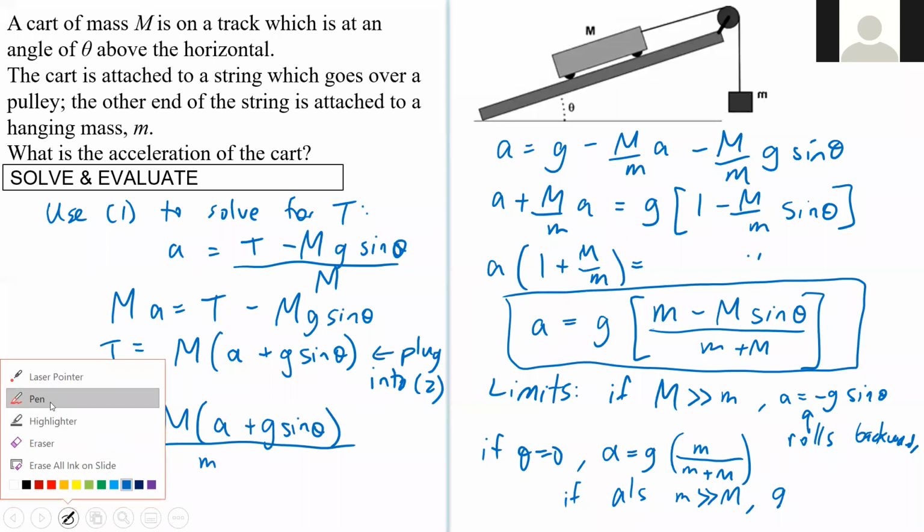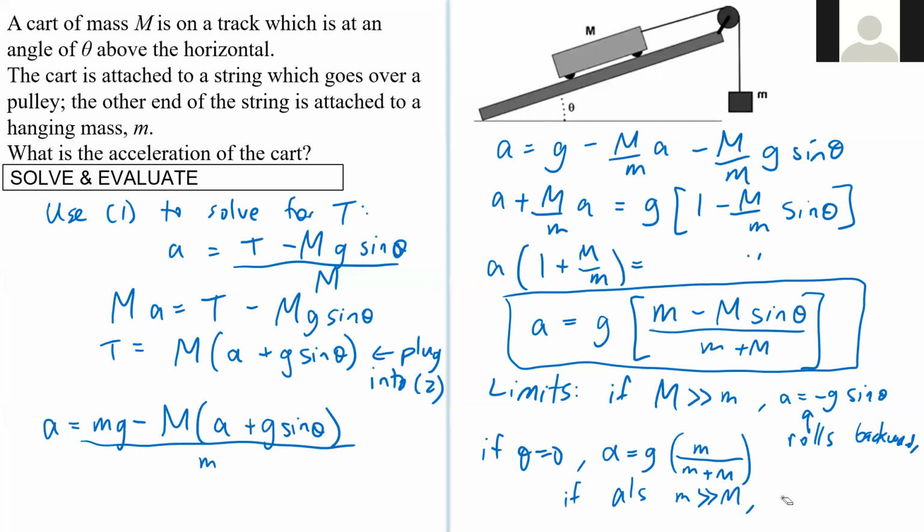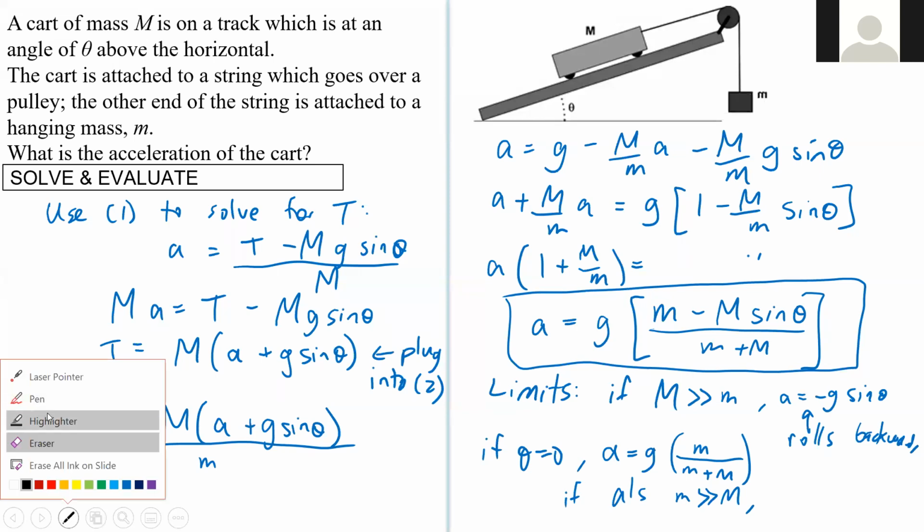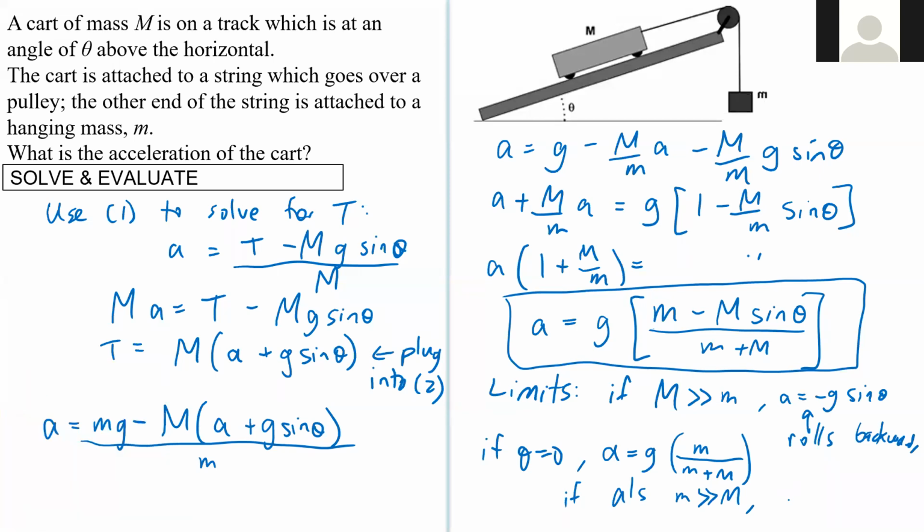And so that's the case where you've got a not very massive cart, but a more massive hanging mass, then A is equal to plus G. It's just going to pull it down.